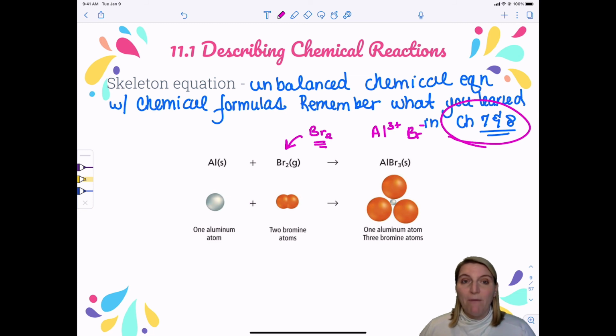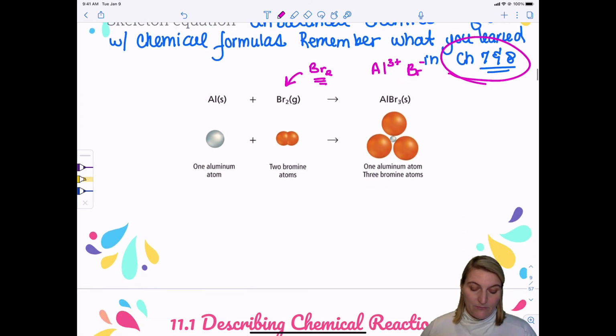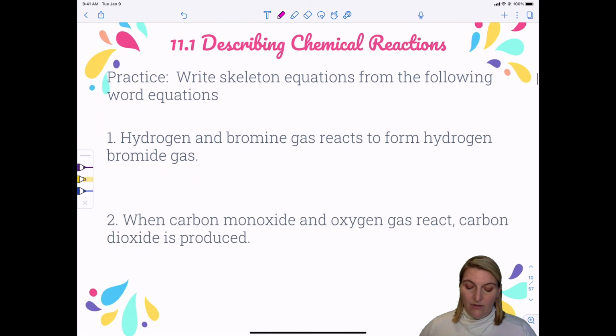So just remember that when we go from a word equation to an unbalanced chemical equation with the formulas, we need to make sure that we are writing our diatomic elements as such. We're writing the formulas for ionic compounds correctly. So here's a couple examples of those.